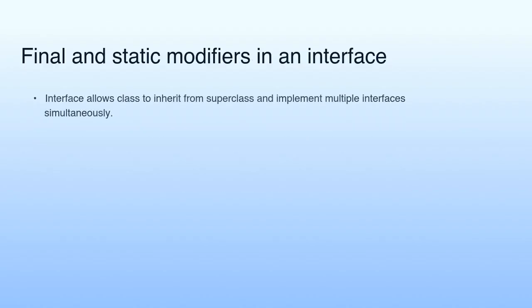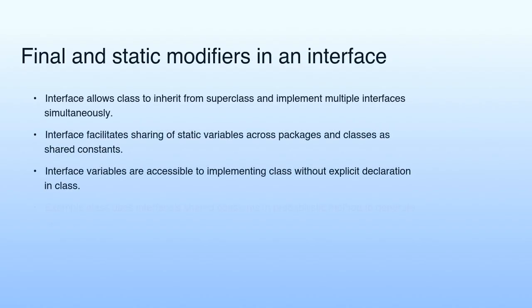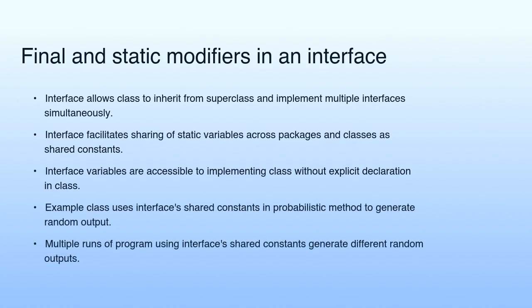Interfaces allow a class to inherit from a superclass and simultaneously implement multiple interfaces. This facilitates the sharing of static variables across packages and classes as shared constants. Interface variables are accessible to the implementing class without explicit declaration within the class. In this example, a class uses the interface's shared constants in a probabilistic method to generate random output. Multiple runs of the program using these shared constants generate different random outputs each time.